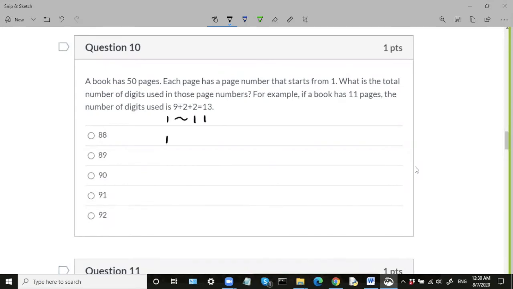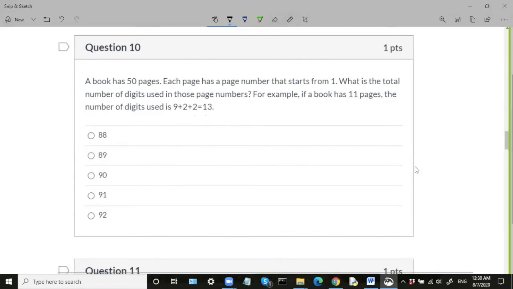So we know from page 1 to page 9, we only use 1 digit for each page. So that is 9 digits. But for page 10, we use 2 digits. For page 11, we also use 2 digits. So that is 9 plus 2 plus 2 equals 13.